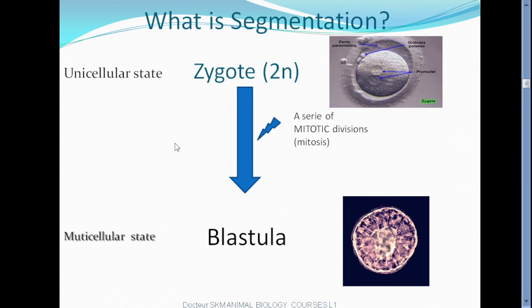So here the zygote will divide using mitosis, and at the end of a series of these divisions, it forms this formation, which is blastula.